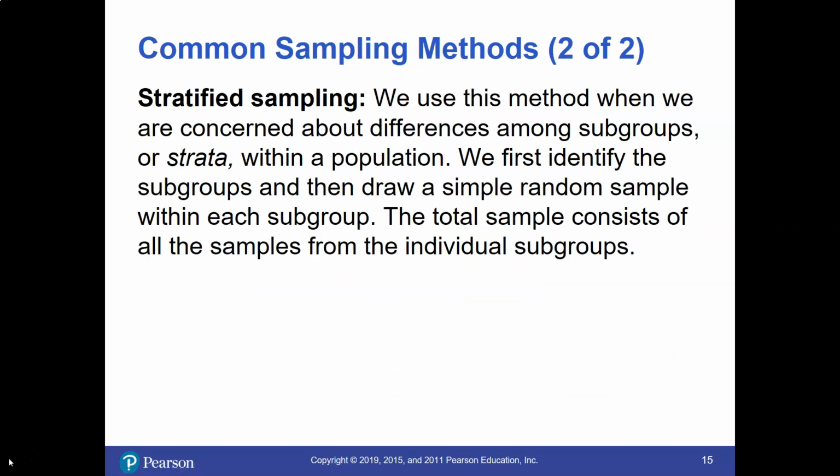Okay, stratified sampling. First, before you do your simple random sampling, you divide the population into distinct subgroups, and then you take a simple random sample from each. So it's called stratified because strata is a synonym for subgroup.